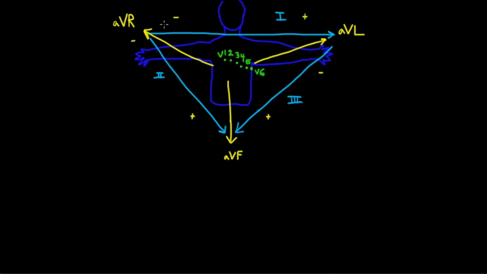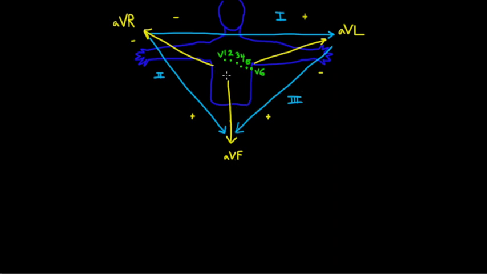Likewise, there are these augmented limb leads. There's AVL, which is only going to see changes from the left arm's perspective. There's AVR, which is only going to see changes from the right arm's perspective, and then AVF, which is only going to see changes from the legs or the feet. That's why we call it F.